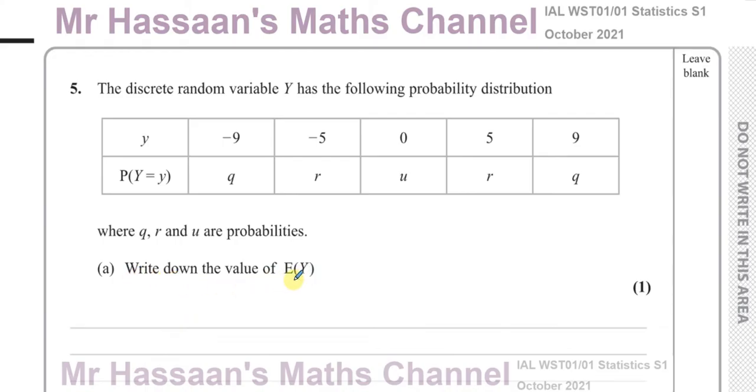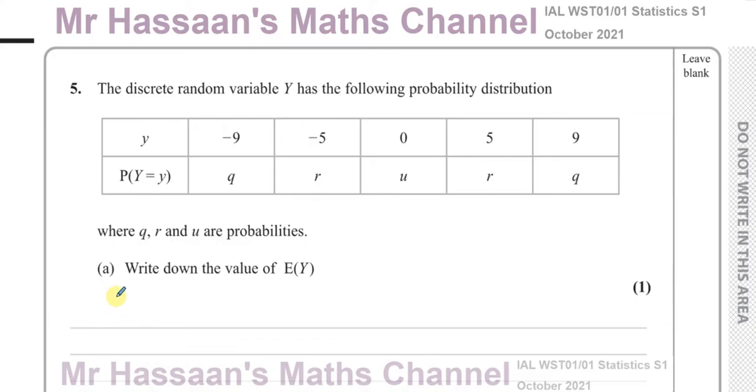So it says write down the value of E(Y). Now, normally when you want to find E(Y), you have to multiply the event by the probability of it happening. So -9 times q plus -5 times r plus 0 times u plus 5 times r plus 9 times q. And we can see very quickly that's going to give us 0. Because if you multiply this and add the product of that, that's going to give you 0. Multiply these two and these two, and you add them, you're going to get 0, because they're the same thing but negative versions. And that times that will be 0, so it's going to give you 0 anyway. So we can quite quickly see that.